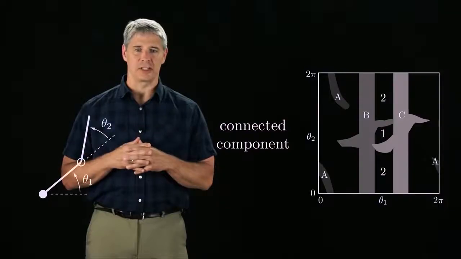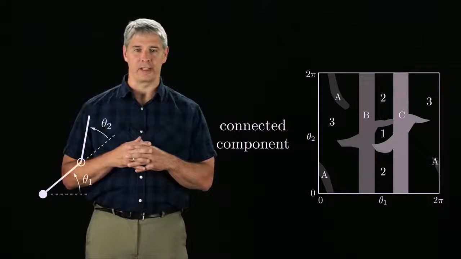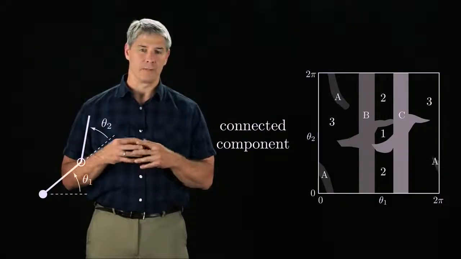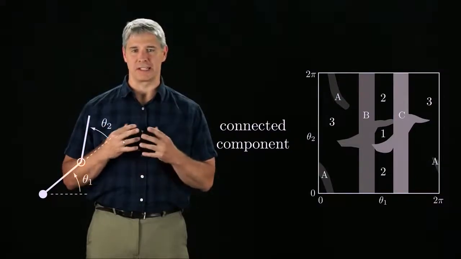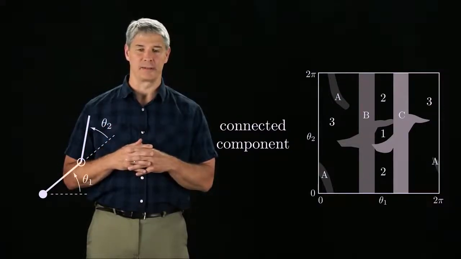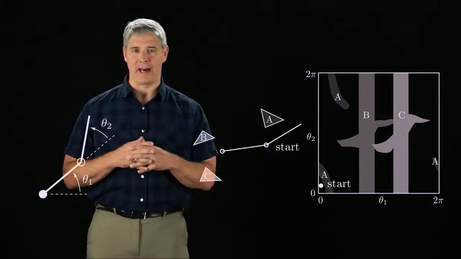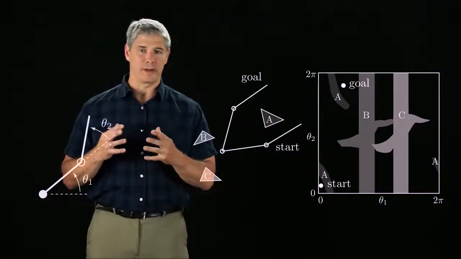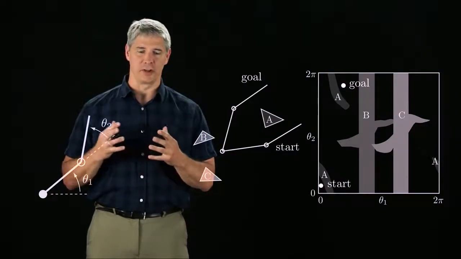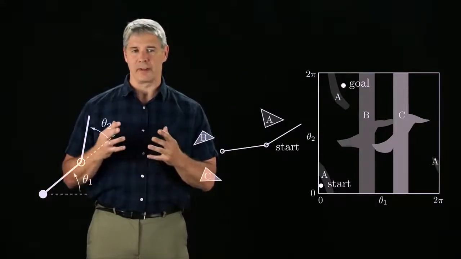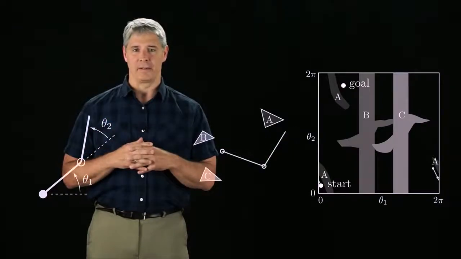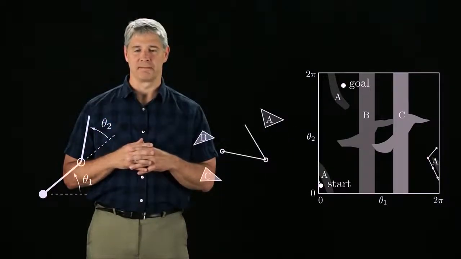This region labeled 2 is connected because the top and bottom edges of the square are connected, and this region labeled 3 is connected because the left and right edges and top and bottom edges are connected. For a path to exist between 2 configurations, they must lie in the same connected component of free space. Now we'd like to find a path between this start configuration and this goal configuration. Both configurations are in the same connected component, so we know a solution exists. Remembering that the left and right edges of the square are connected, let's animate a solution path in both the real space and the C space.